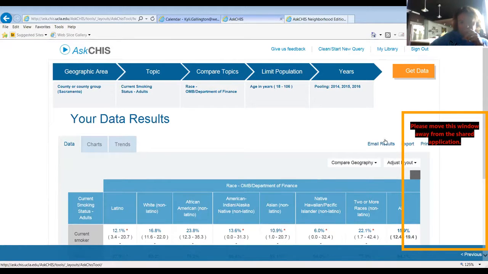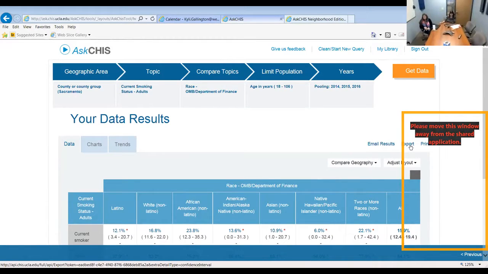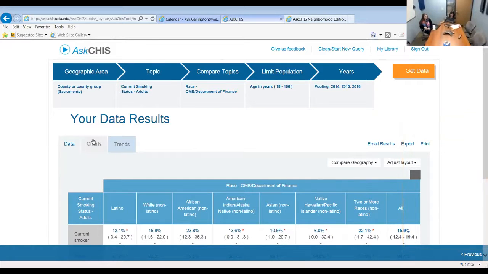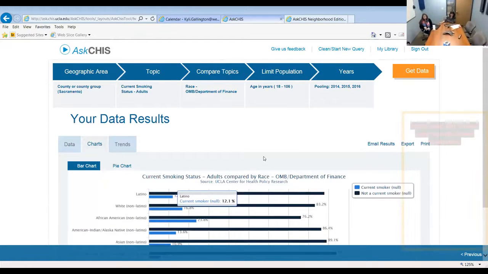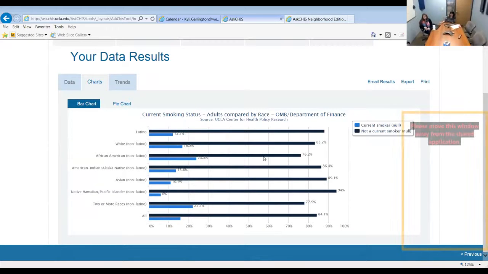Yes, so right up here on the right, we have a few little options right here. So we can email these results. We can export these results, and that will export everything. It will export your data table, and it will export your data chart. So it automatically produces a chart right here for me too. There's a print option here too.